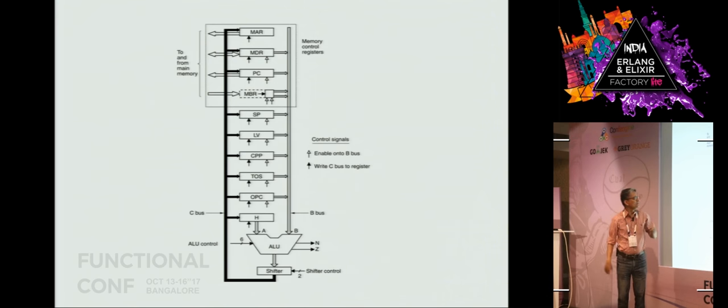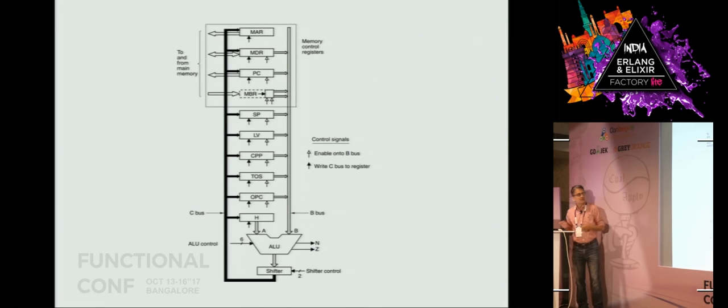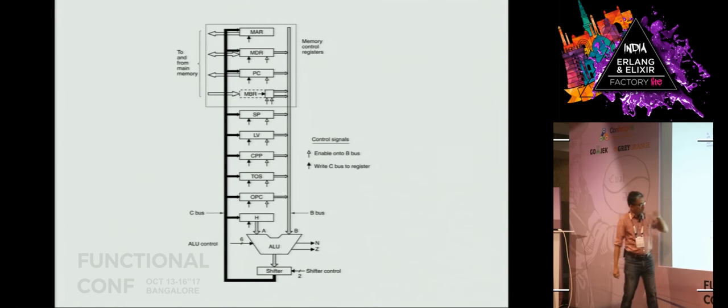So quick question, how many can recall the names of all the registers? I keep forgetting. So CPP, and I'm thinking C++. No, that's not what it is. It's constant pool. LV is not last vehicle. Anyway. This is the data path.